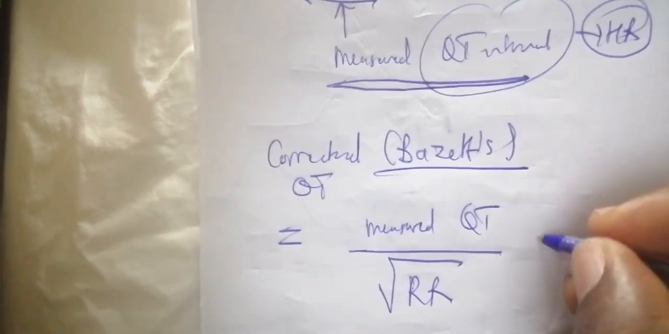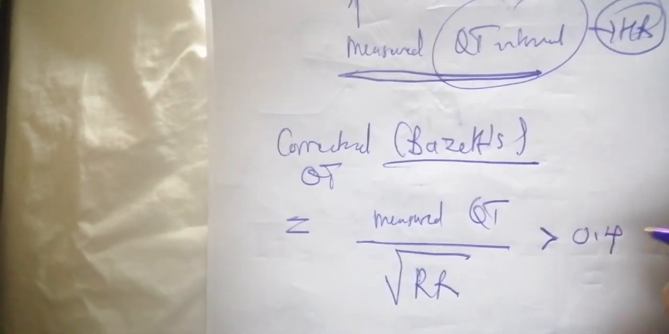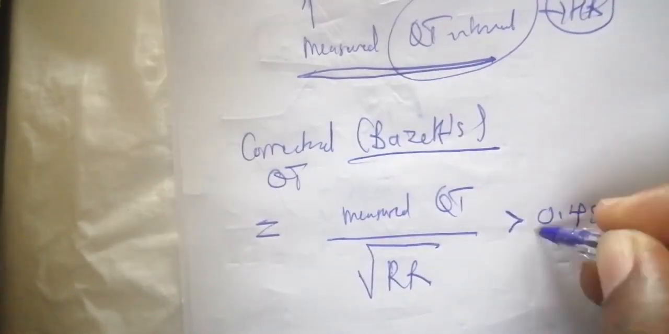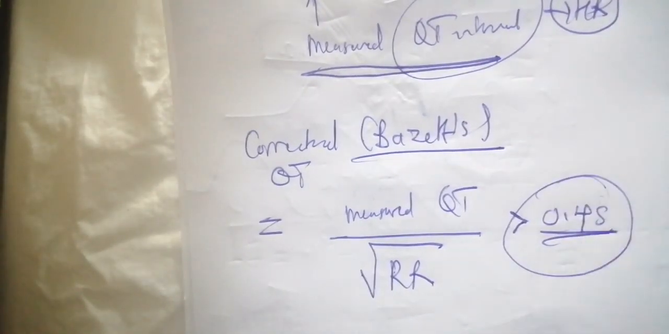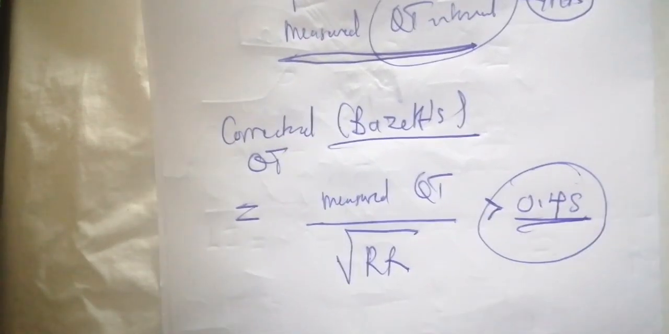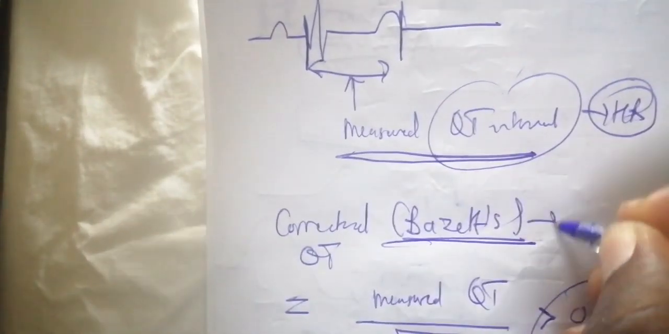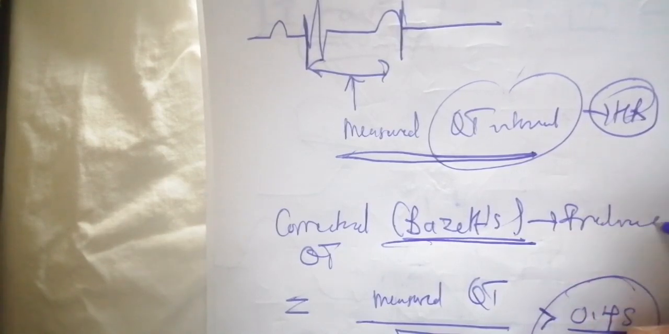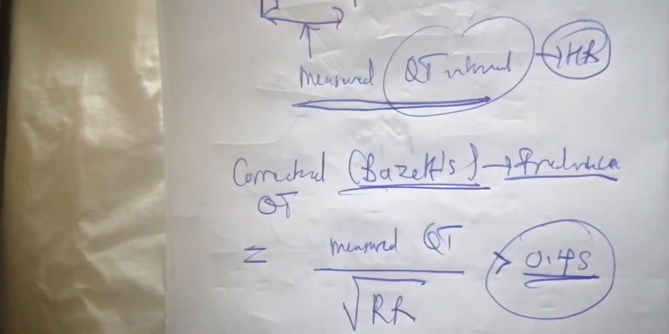Now, if it is greater than 0.4 seconds, which is similar to 2 big squares, it means that you have a prolonged QT interval. Are you understanding? So that is how you have to understand it. Other formulae that can be used in the correction include the Fridericia formula, and I'm just going to send you that online in the comments. Those are the different things that you have to understand.